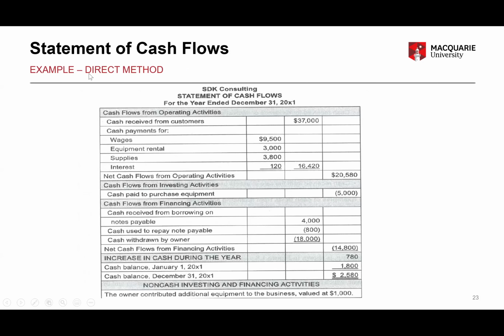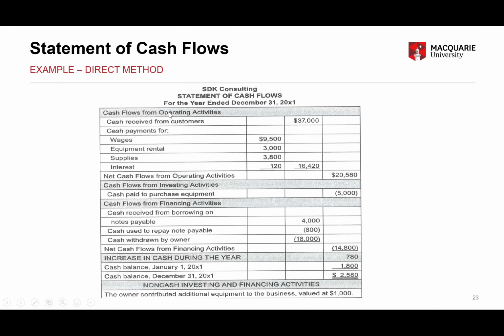So what I'm showing you here, and I think this is not on the slides that you have there on iLearn that you've downloaded. So you might even like to just make a note that on this slide, we're looking at the direct method. So here's an example. So the name of the business, the name of the report, which is the statement of cash flows. And notice that like the income statement, this is over a period of time.